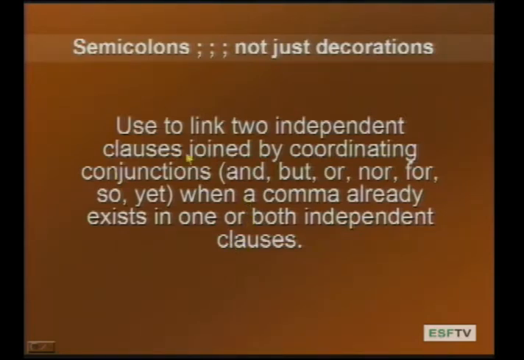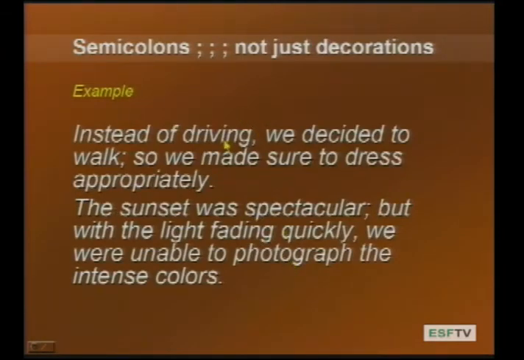To link two independent clauses joined by a coordinating conjunction, and, but, or, nor, for, so, yet, when a comma already exists in one or both of the independent clauses. All right, let's look at an example of that. Instead of driving, we decided to walk. There's one independent clause with the comma existing within the clause. So we made sure to dress appropriately. In order not to be confusing, we have a comma here, and then here's the semicolon.